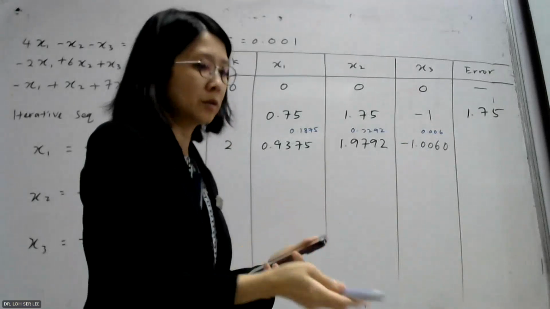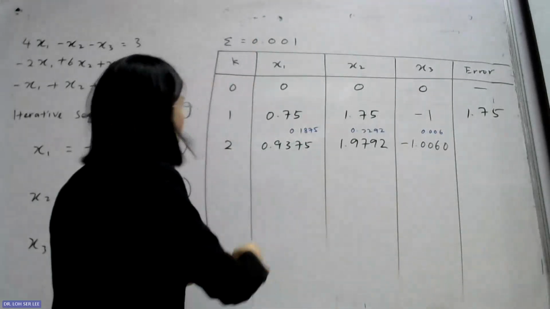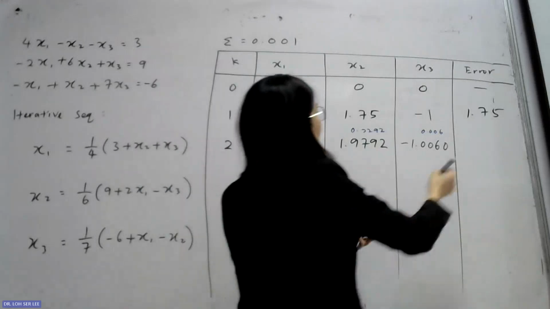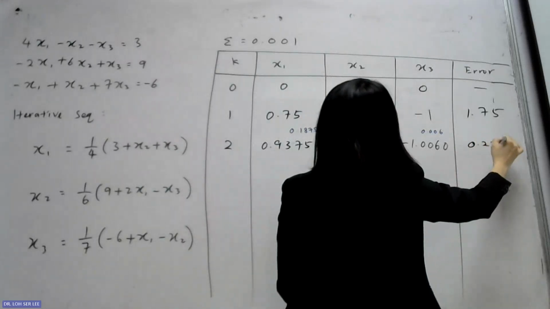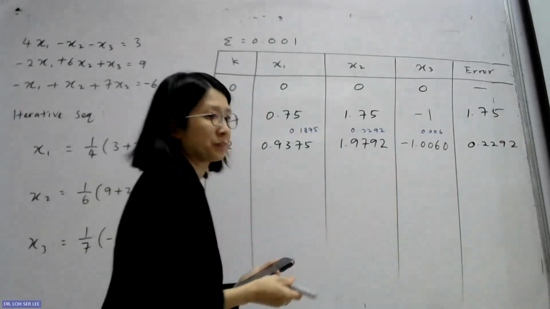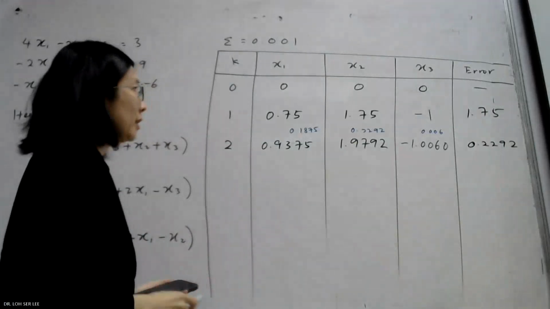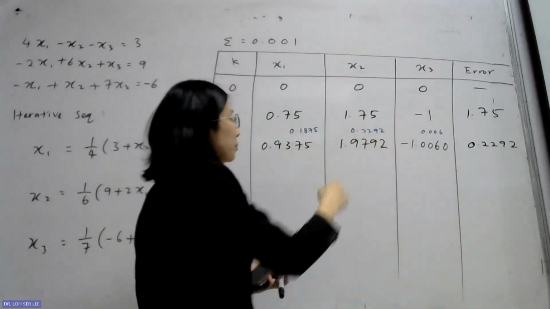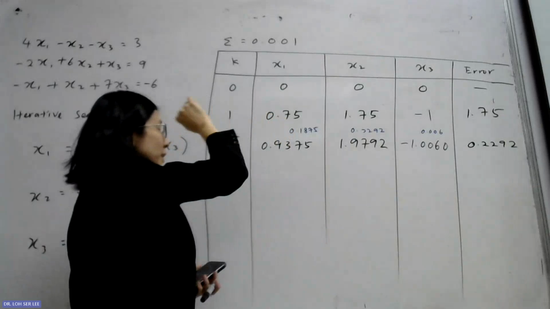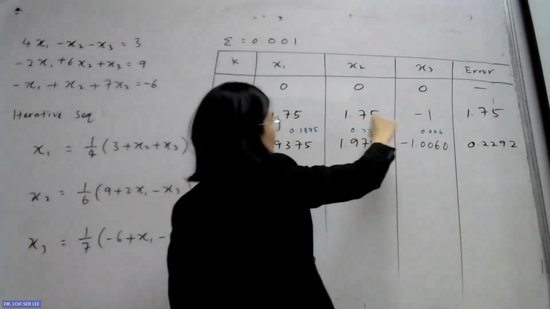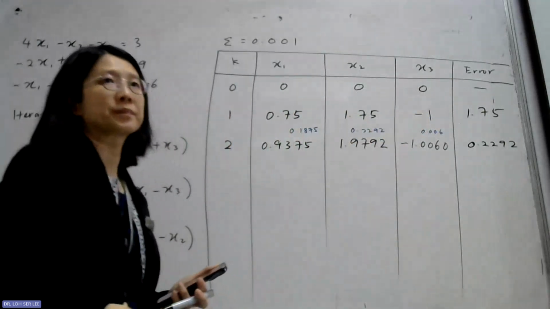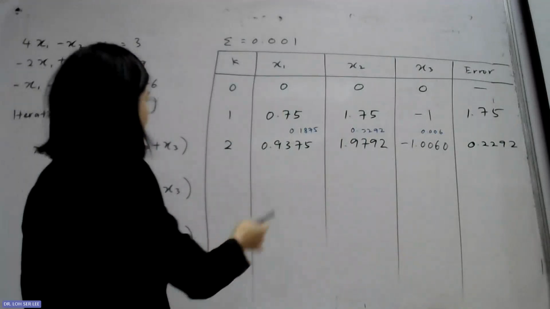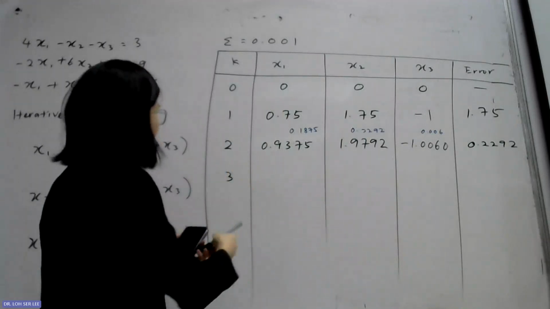Okay, so when you find the difference between these two and these two, the largest one is 0.292. The one that I write in blue is the error, the difference between these two and these two. Okay, then the third iteration.